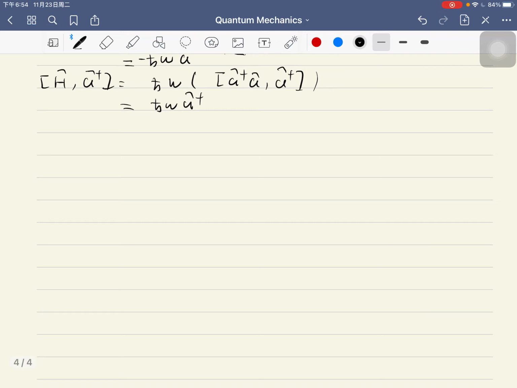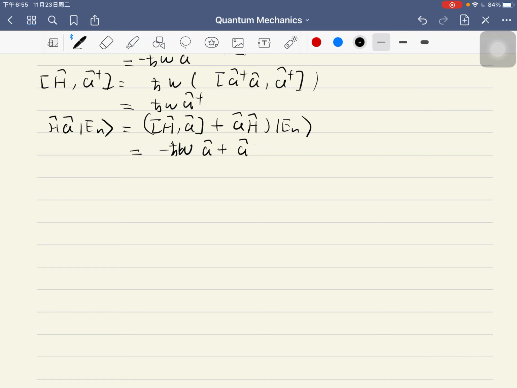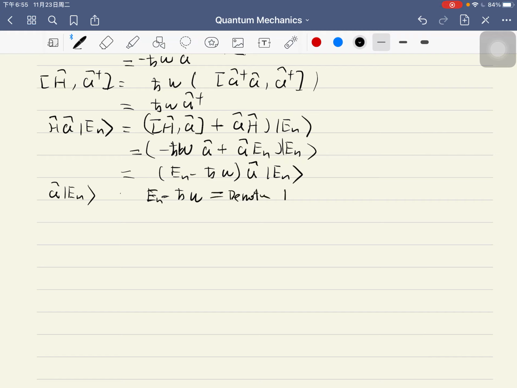So let's calculate HA|E_n>, which equals the commutator of A and H plus AH acting on |E_n>, minus ħω A. So here we can find A|E_n> is the eigenstate with respect to the eigenvalue E_n minus ħω. So we denote this as |E_{n-1}>.